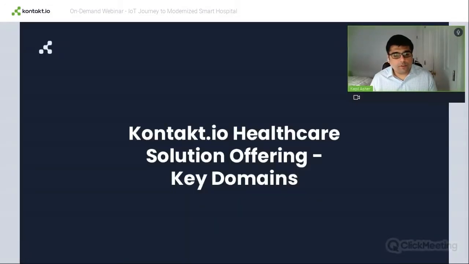Okay, so let's talk about the key domains in which Kontakt.io dominates, at least in my perspective. We are, like I said, in more than 85 use cases, we solve them. But of course, the next 4 or 5 use cases you will see on the slides are our top sellers, and those are the top challenges that hospitals face on a day-to-day basis. So I just wanted to walk you through all of them.